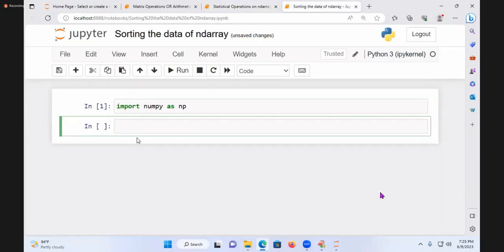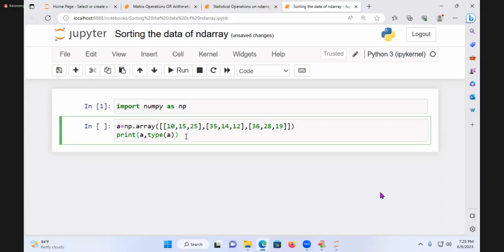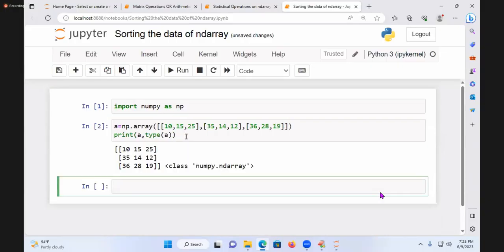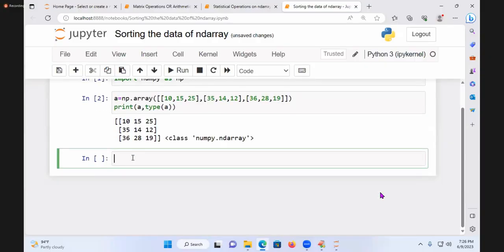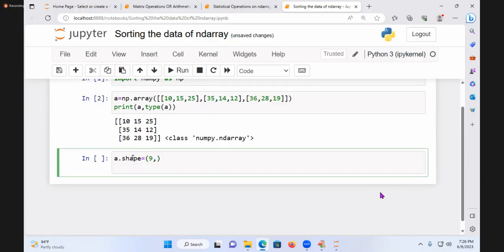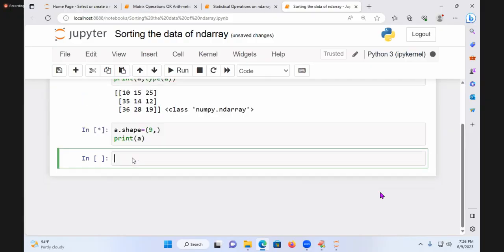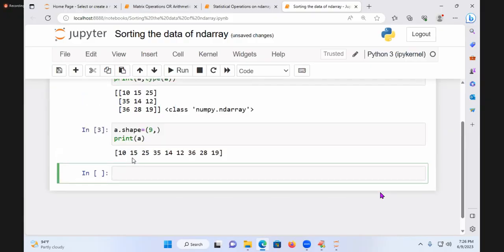In this case, this is my given data. Done. First you flatten the list. A dot shape is equal to 9 comma, you say. Print of A. This is my given data. Correct, students? Now I want to sort it.